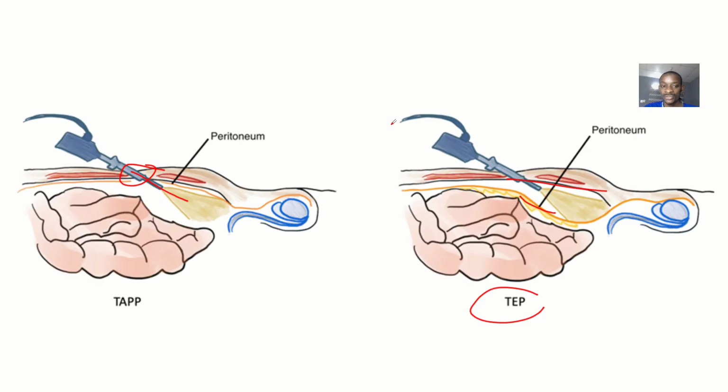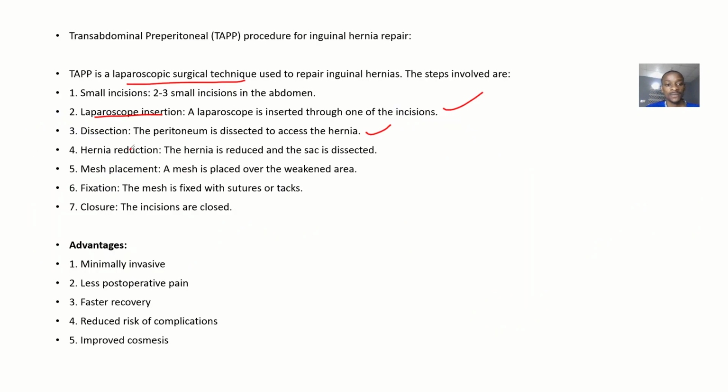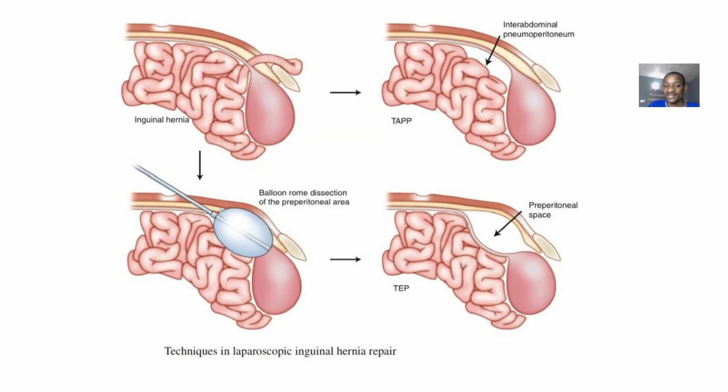Do you understand? That's the major difference. You are going through the peritoneum to access the hernia. Then hernia reduction: the hernia is reduced and the sac is dissected. Mesh placement: a mesh is placed over the weakened area, and you fix the mesh with sutures or tacks. Then closure: after you've done everything, you close the incisions. A very simple method, right? In this one you go through the peritoneum, while in the TEP method you push the peritoneum down. Don't pierce the peritoneum in the TEP; in this one you are piercing the peritoneum, which could lead to peritonitis.